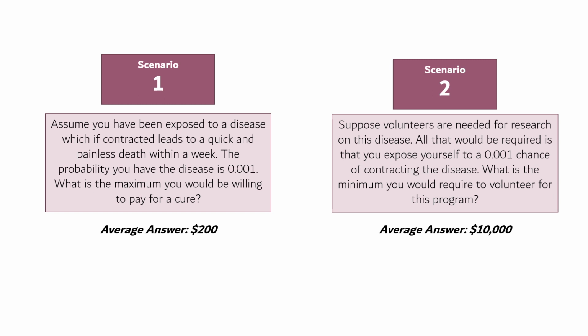If your answer was different for each scenario, there's an inconsistency in your decision making, and what you're willing to pay for something will depend on the context you're put in. If your answers to these are different, then you just got manipulated into giving different answers to the same question. The question is, what is it worth to you to reduce your risk of death by 0.001?